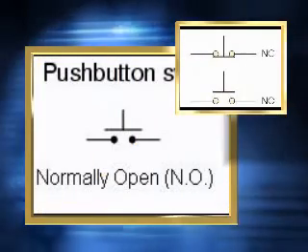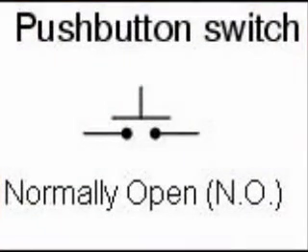This is the symbol of a push-button switch that is normally off, or normally open, unless you press it. It must be pressed to close the contacts. Notice that the line is above the contact points and will be pressed down upon the contacts to close the break in the circuit.